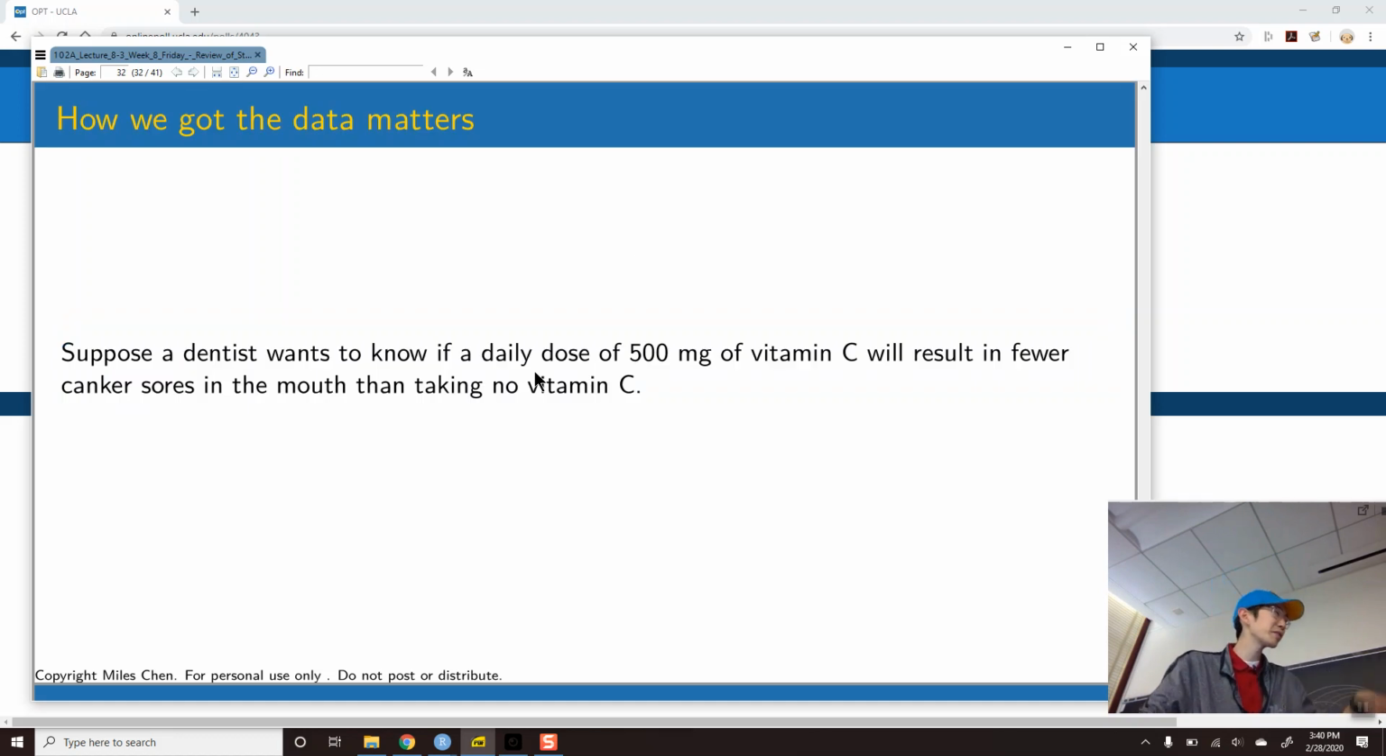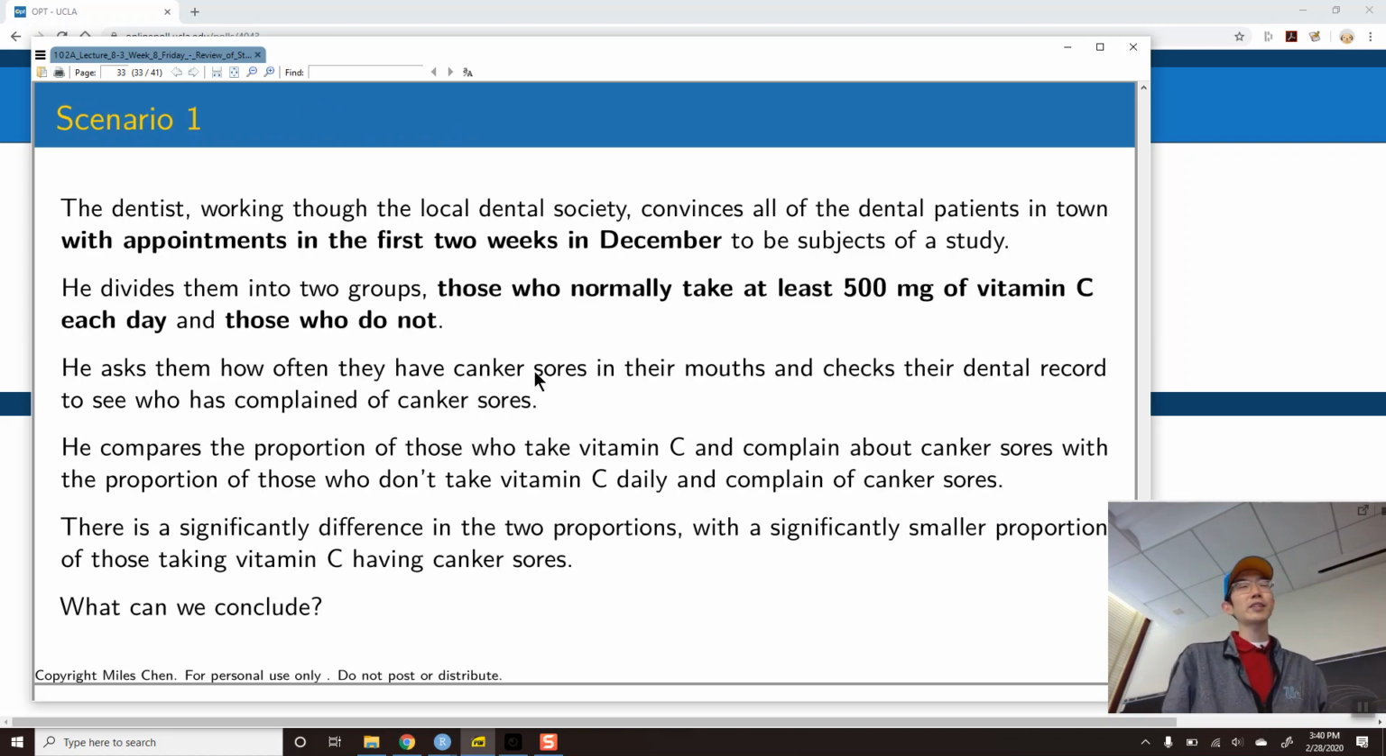This is just a silly scenario where a dentist wants to know if taking a daily dose of vitamin C will result in fewer canker sores in the mouth than taking no vitamin C. Canker sores are little sores in your mouth. Does taking vitamin C reduce that, yes or no? We're going to look at 4 scenarios, and it's going to be a little bit repetitive, but we'll talk about this.